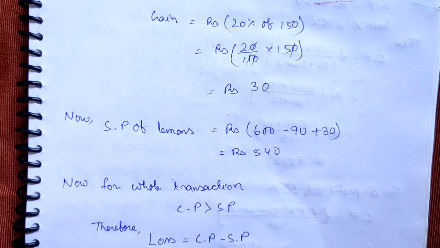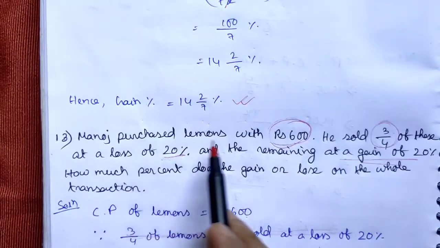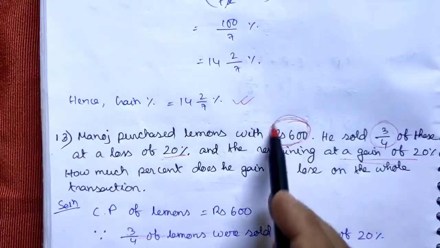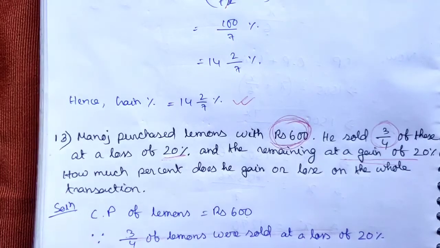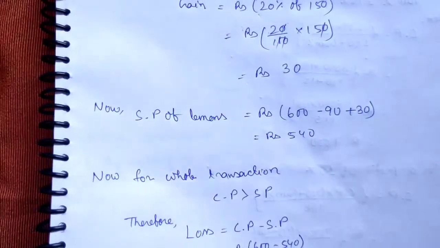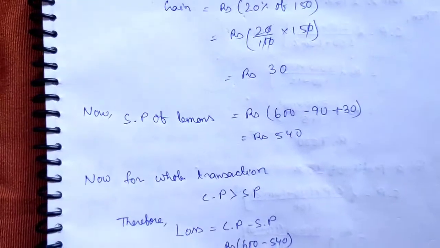So what was 600? Let's have a look at the question. Look, Manoj purchased lemons, so this is cost price, isn't it? Okay, so 600 is the cost price of the lemons. So SP will be what? SP will be cost price minus loss plus gain, isn't it?